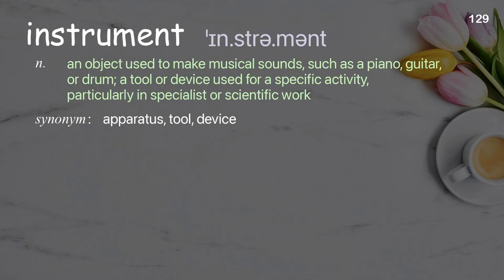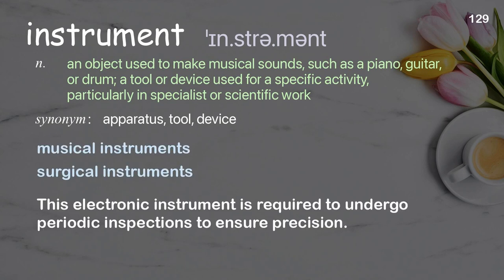Instrument. An object used to make musical sounds, such as a piano, guitar, or drum, a tool or device used for a specific activity, particularly in specialist or scientific work. Examples. Musical instruments. Surgical instruments. This electronic instrument is required to undergo periodic inspections to ensure precision.